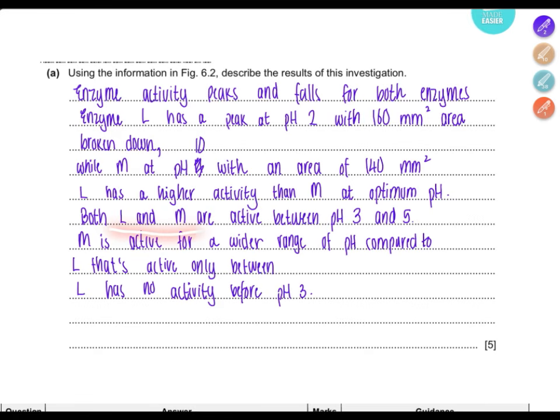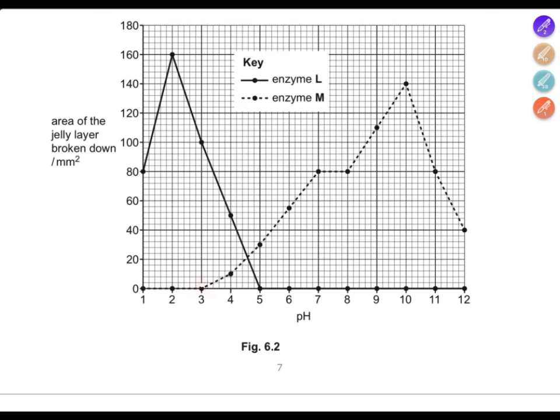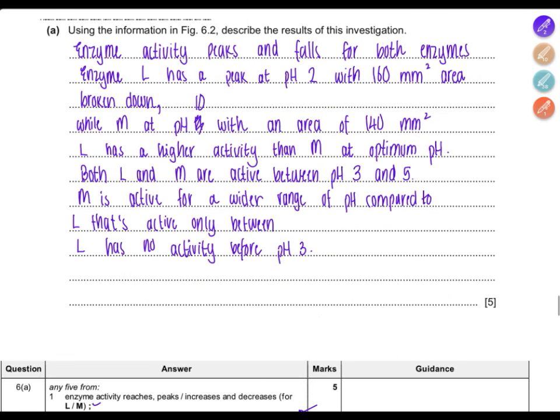And both L and M are active between pH 3 and 5. You can see at pH 3 to 5, M is also active, and so is L. Both of them are active. They are doing some activity. Even though it's little, there is some sort of activity. Notice before pH 3, there is no activity for enzyme M, and for enzyme L, there is no activity after pH 5. So both L and M are active between 3 and 5.